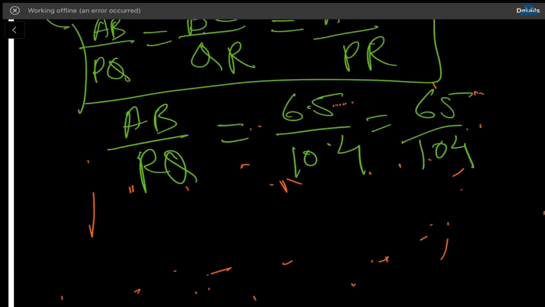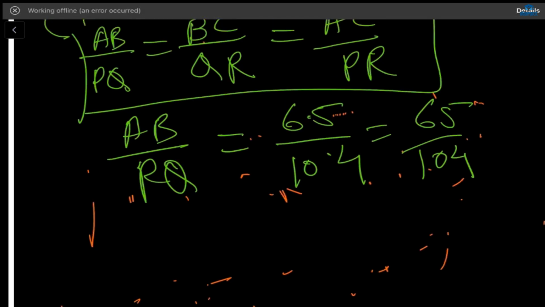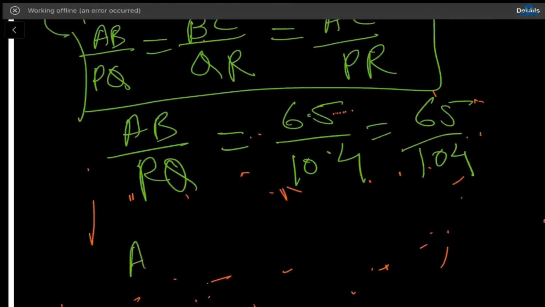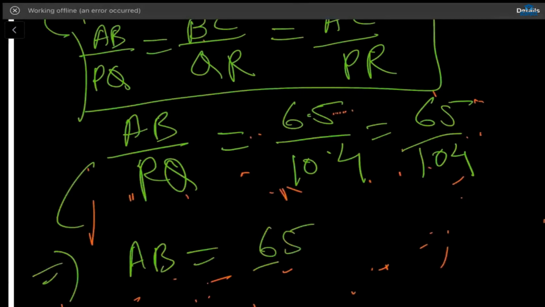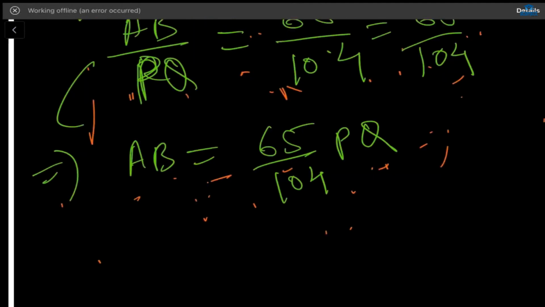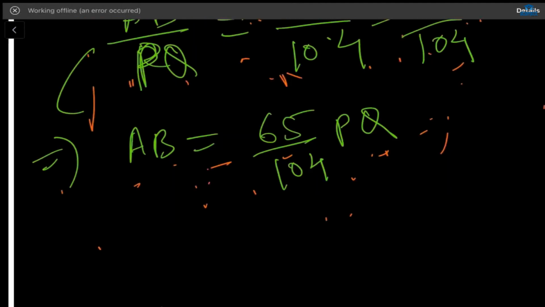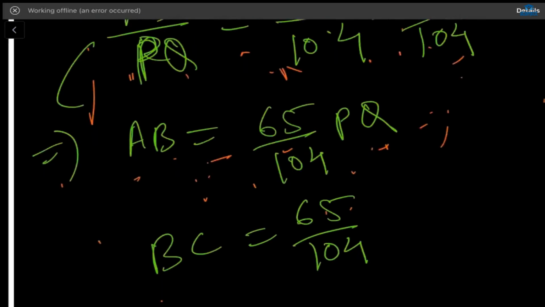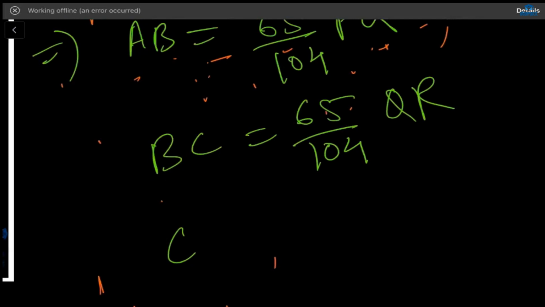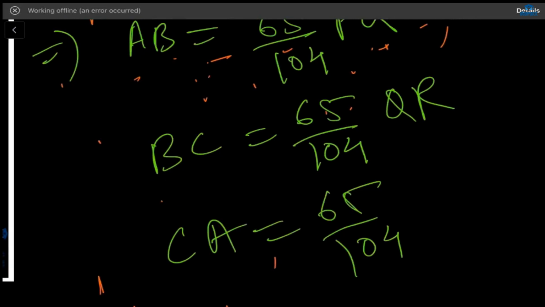Now you can see all the ratios are equal. So AB can be written as 65 by 104 times PQ. Similarly, you can write the value of BC: BC is equal to 65 by 104 into QR, and CA can be written as 65 by 104 into RP.